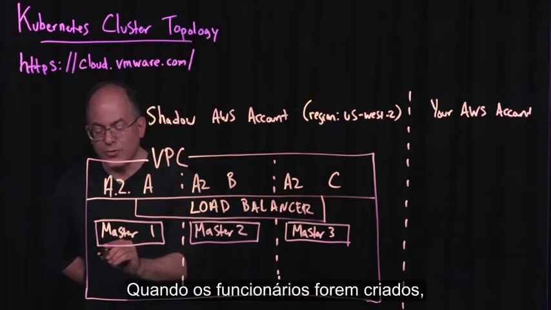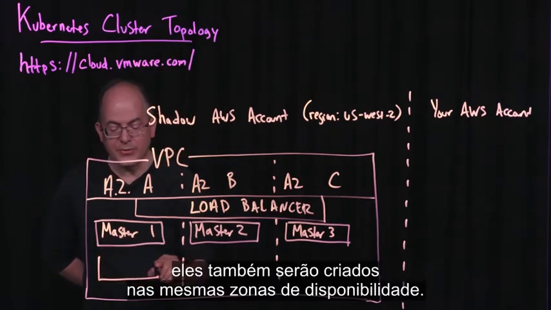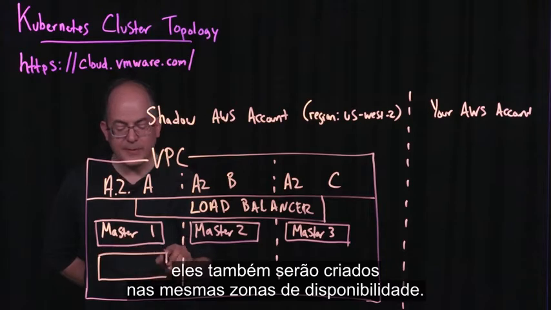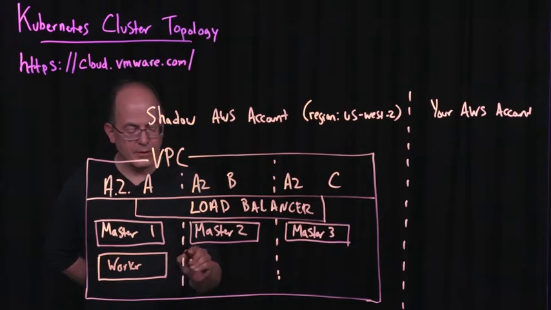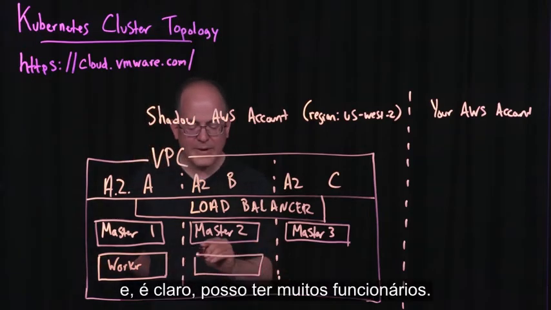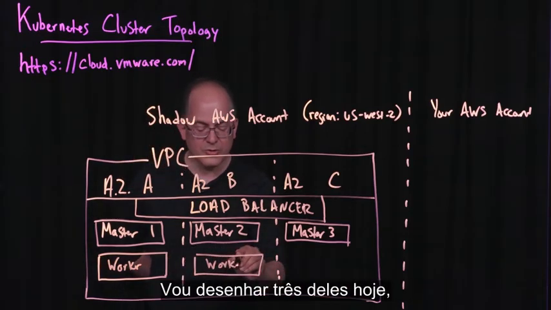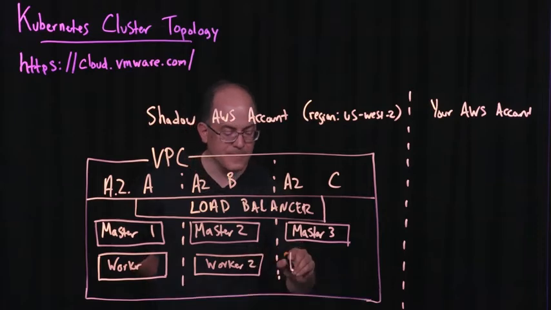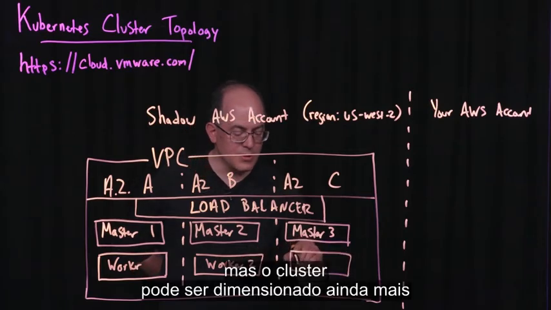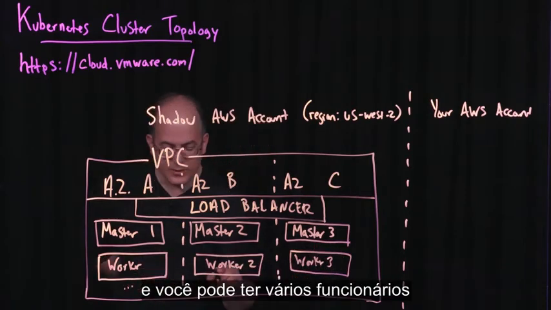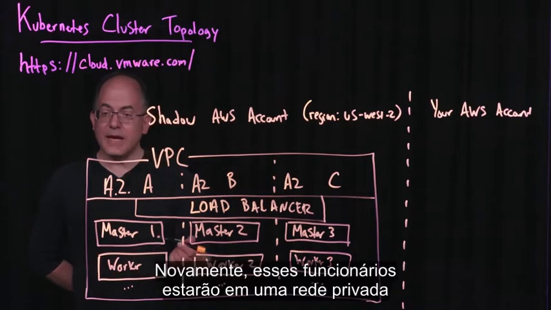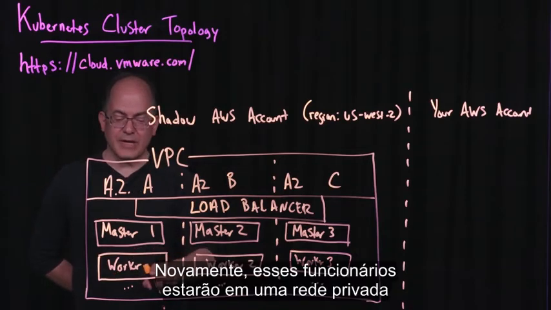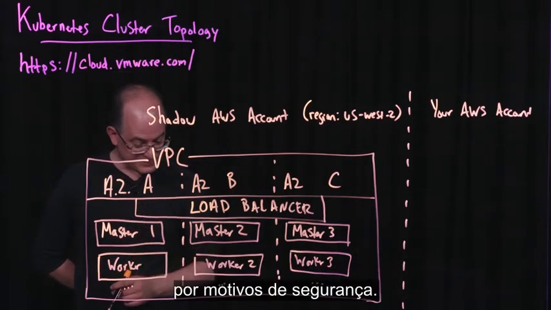Then, when workers are created, the workers will also be created within the same availability zones. So I can have a worker here, and of course I might have many workers. I'm just going to draw 3 workers for today. But the cluster can scale quite far, and you might have many workers distributed across all 3 of your zones. And again, these workers are going to be on a private network, again for security purposes.